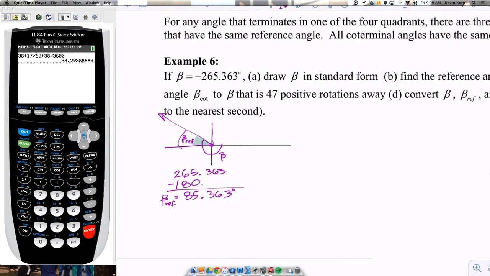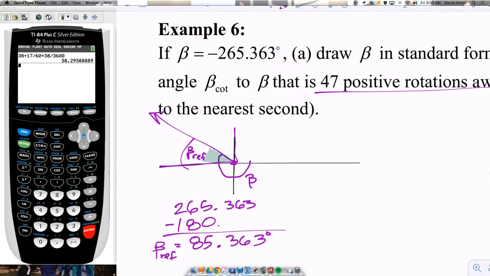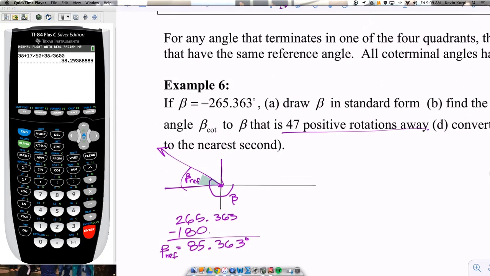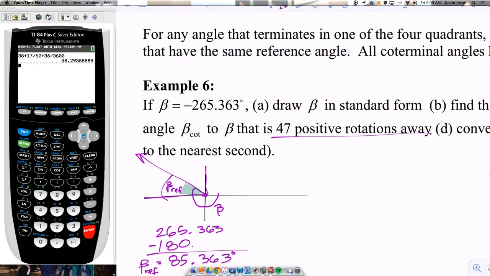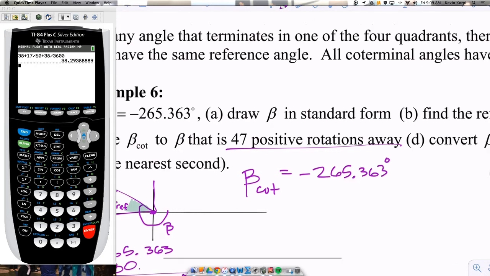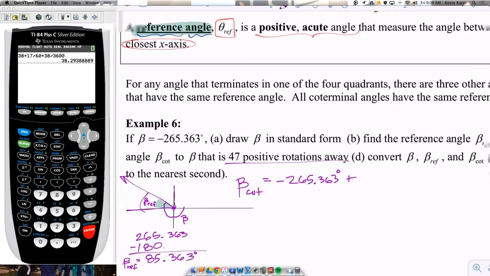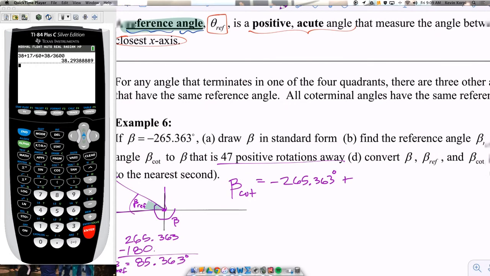Find the coterminal angle, beta subscript cot, that is 47 positive rotations away from beta. How are we going to do that? Multiply by 47. Take beta and multiply it by 47? Very good. I have to take my angle, negative 265.363 degrees, and I have to add something to it. And what I'm adding is 47 full positive rotations.